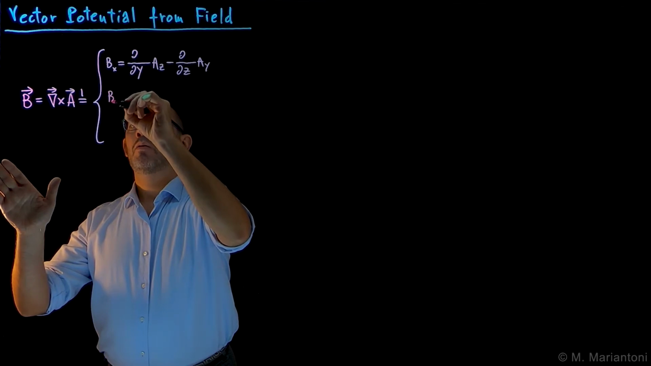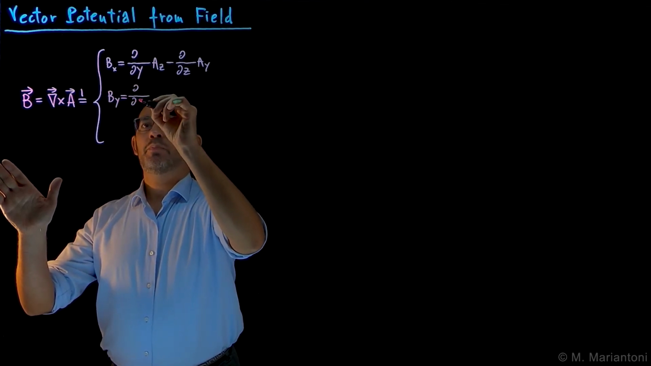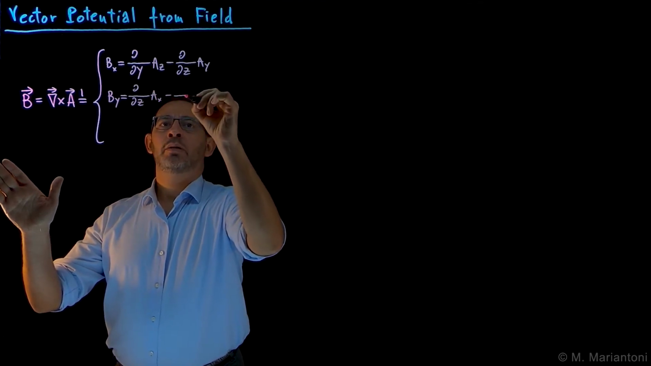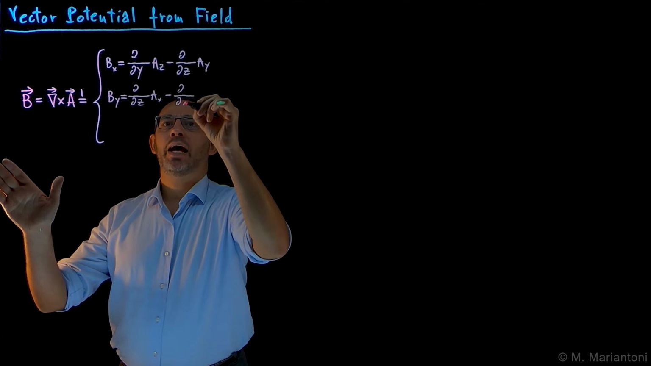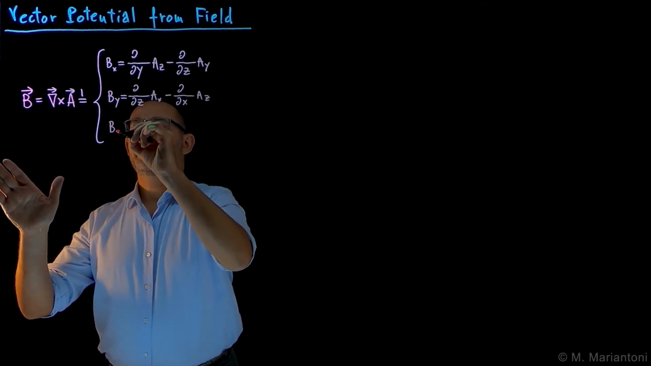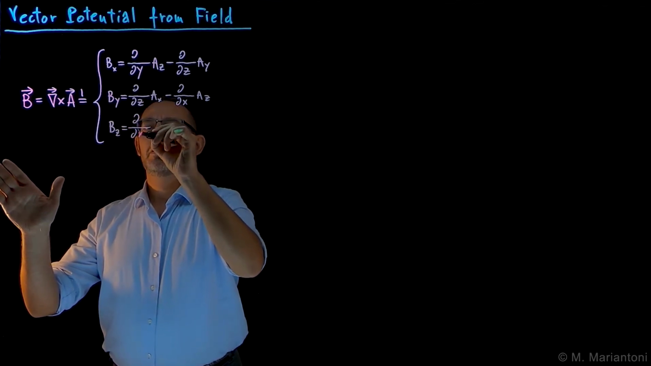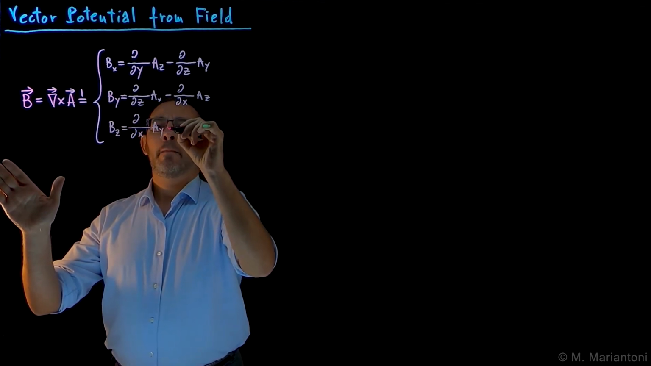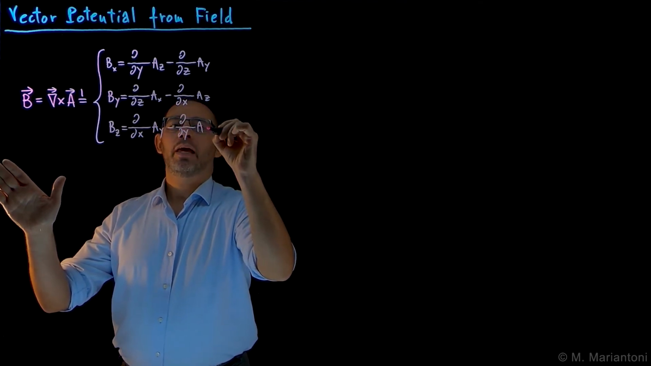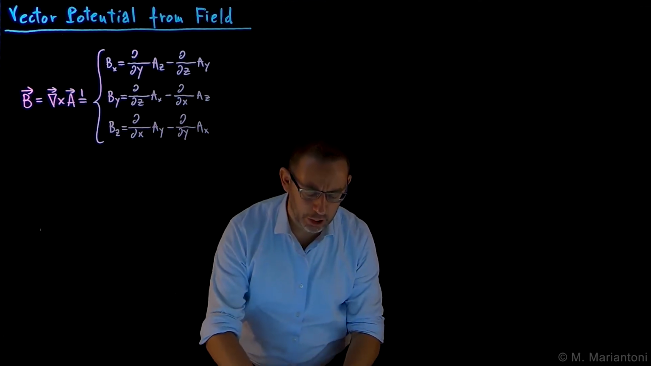Then we have By, which is the partial derivative with respect to z of Ax minus the partial derivative with respect to x of Az. And finally, Bz, which is the partial derivative with respect to x of Ay minus the partial derivative with respect to y of Ax. In a Cartesian coordinate system, this is the curl.